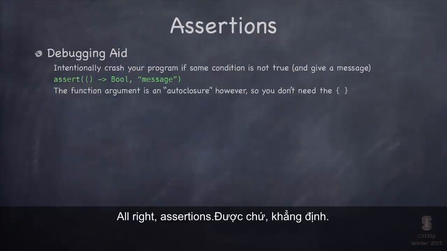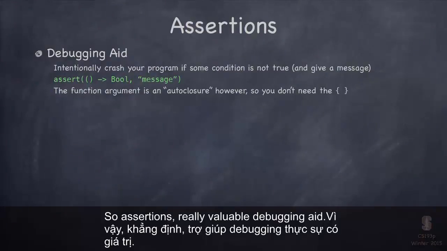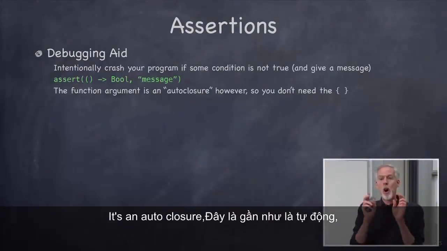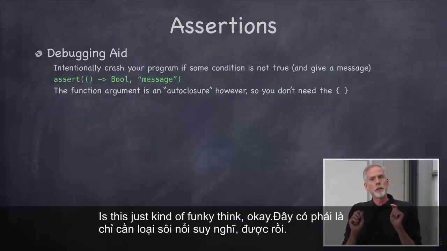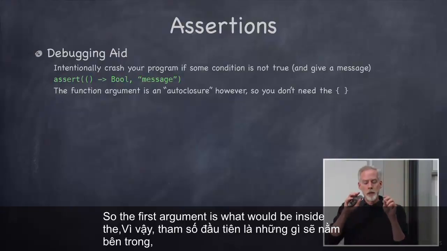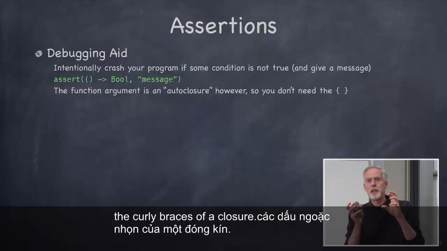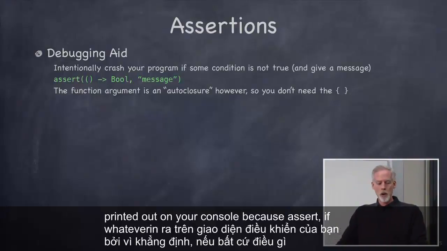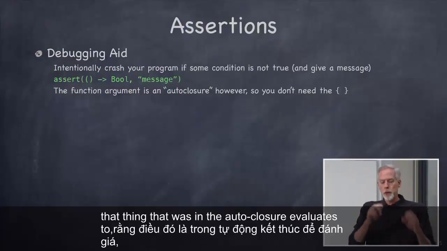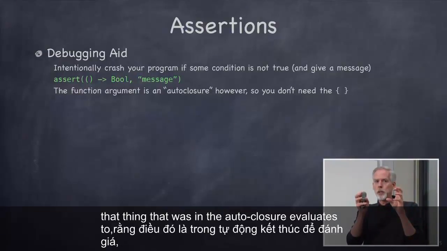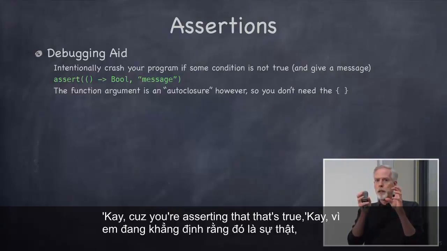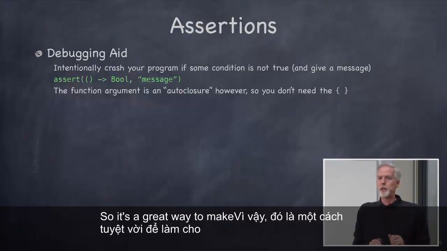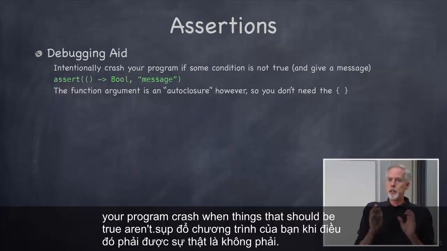All right, assertions. So assertions, really valuable debugging aid. They basically take a closure as the first argument. It's an auto closure, which means you don't need the curly braces. It's kind of a funky thing, okay? So the first argument is what would be inside the curly braces of a closure. And the second argument is some string that's going to be printed out on your console, because with assert, if whatever that thing in the auto closure evaluates to is not true, because you're asserting that it's true, then it's going to crash your program, and print that message out. So it's a great way to make your program crash when things that should be true aren't.